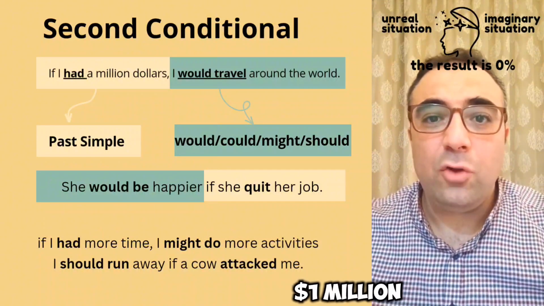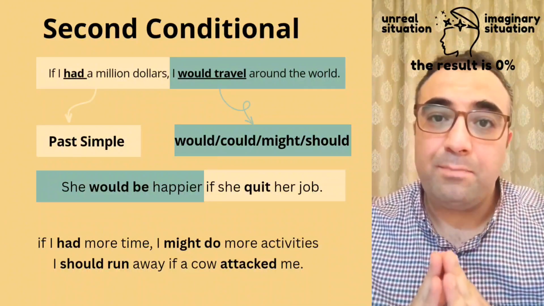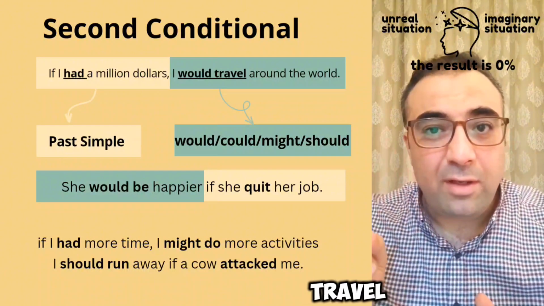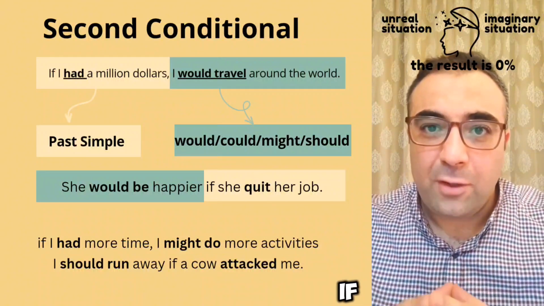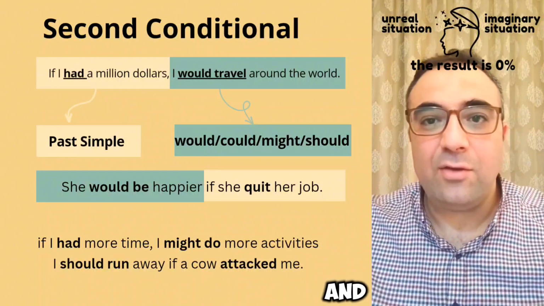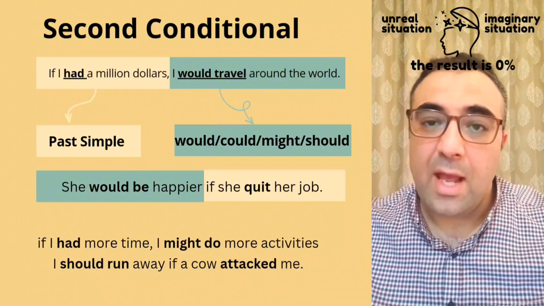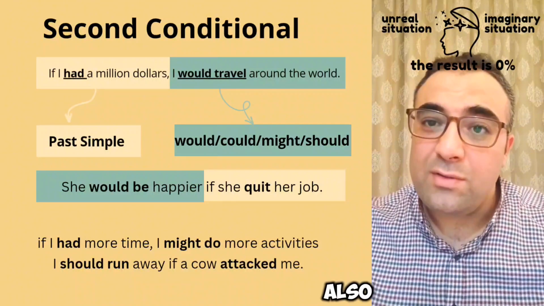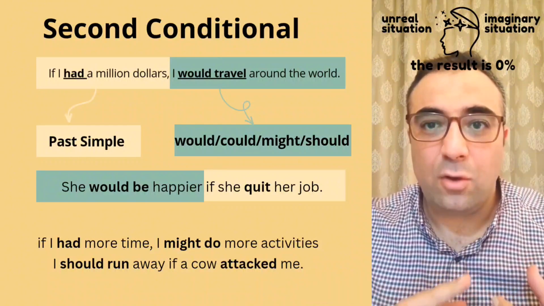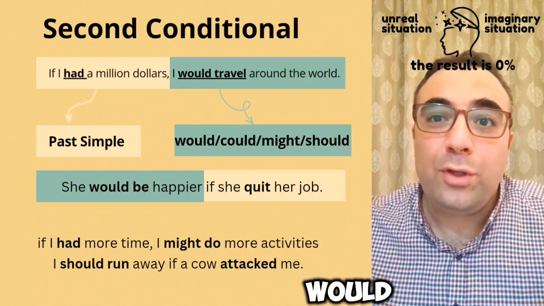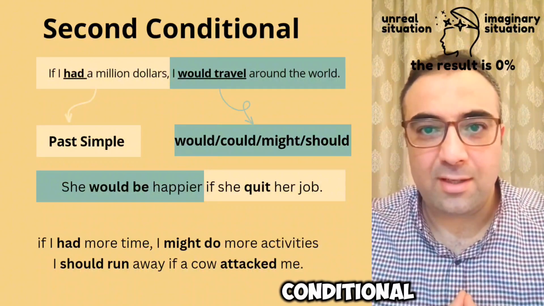Let's go back to our previous example. If I had $1 million, I would travel around the world. If I had, past simple, I would travel, would plus infinitive. We formed the if clause with the past simple, and we formed the result clause with would plus infinitive. Important note, we can also use other modal verbs like could, might, or should instead of would in the result clause in this type of conditional sentences.